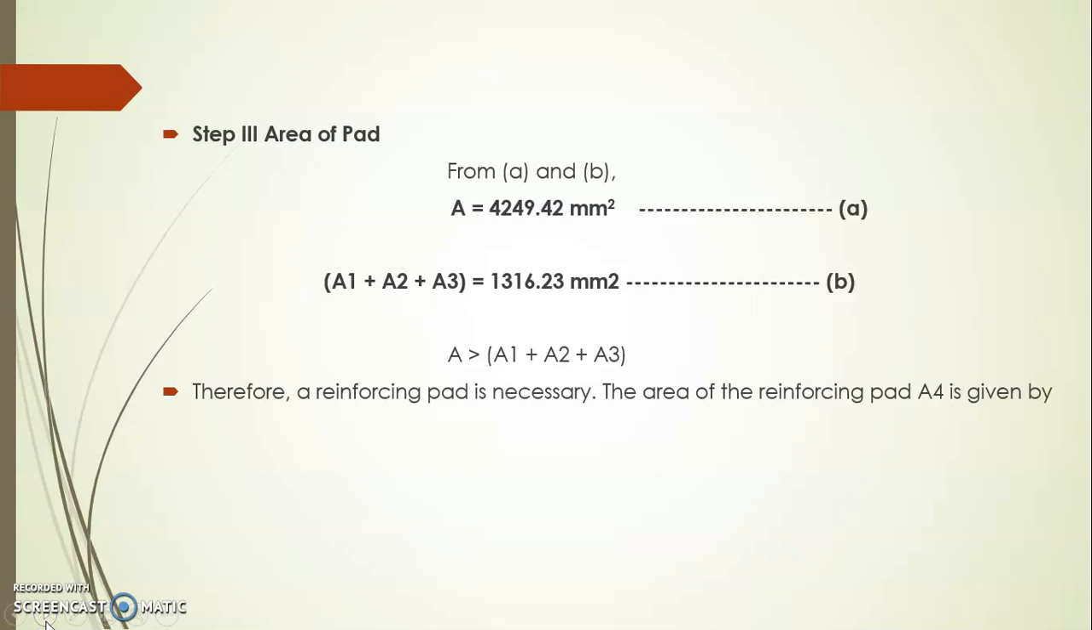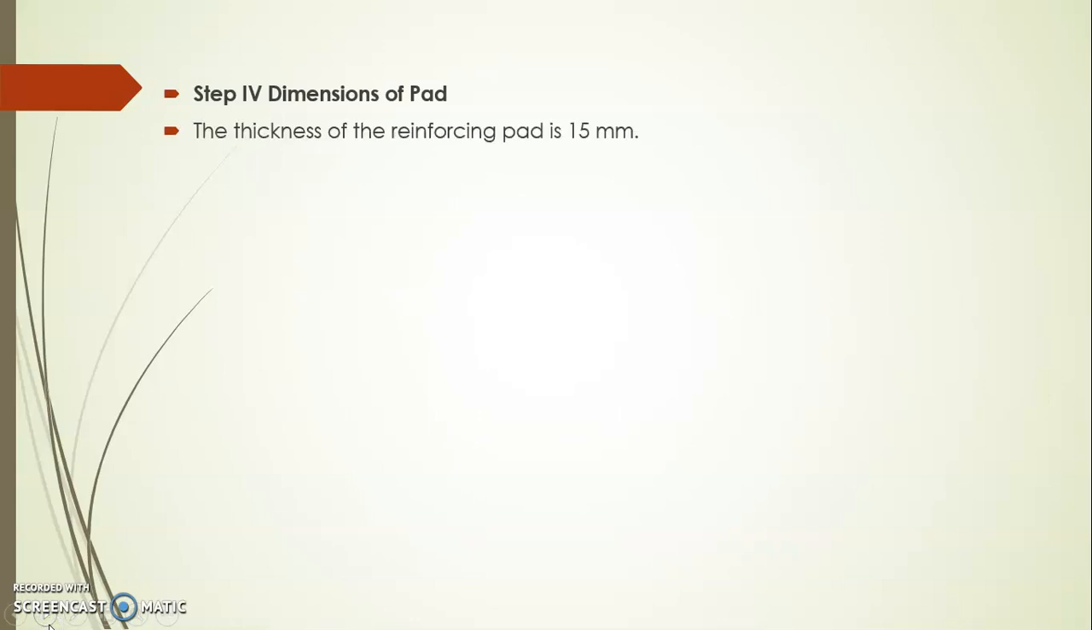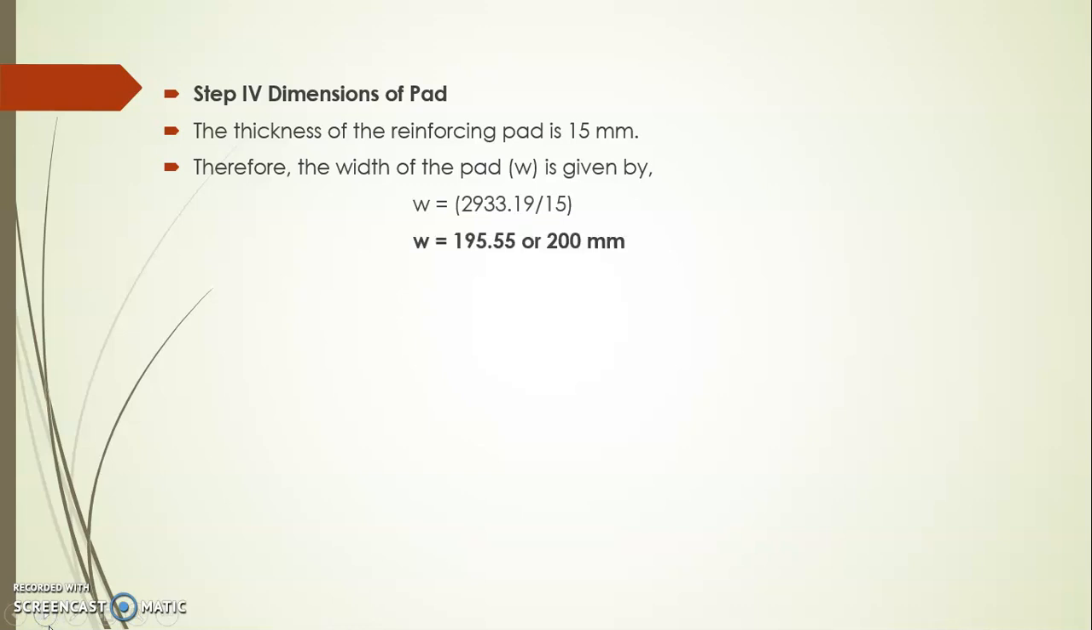The area of the reinforcing pad A4 is given by A4 is equal to A minus bracket A1 plus A2 plus A3. Substituting the values, we are getting 4249.42 minus 1316.23. Therefore A4 is equal to 2933.19 mm square. Now step 4, dimensions of pad. The thickness of the reinforcing pad is 15 mm. Therefore the width of the pad W is given by W is equal to 2933.19 divided by 15. Therefore W is equal to 195.55 or 200 mm.